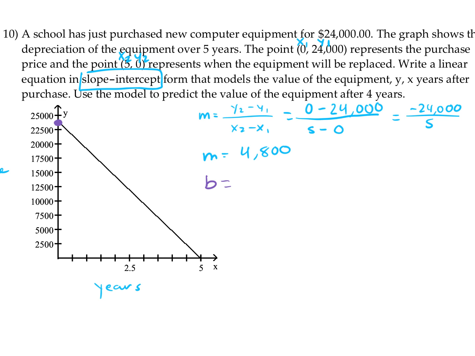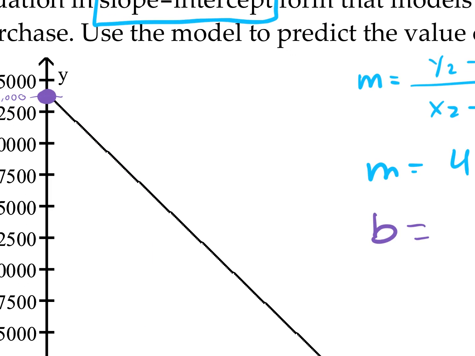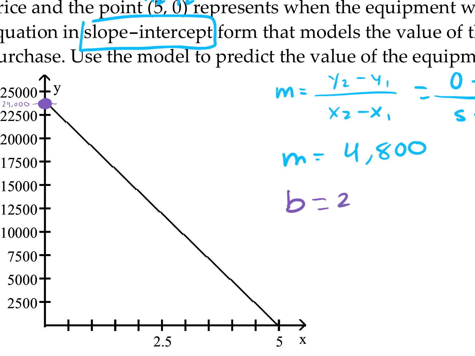What's our y value when x is 0? What's this y value here? 24,000. That's where our graph crosses the y-axis, so that would be our b, 24,000.